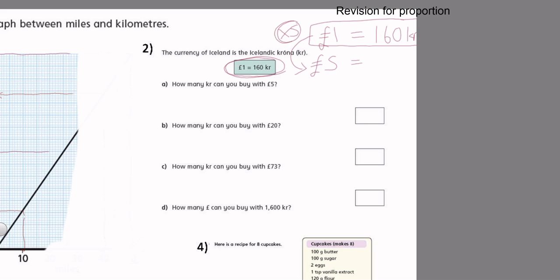1 times the 5 gives you 5. What I've done this side, do on the other side. So now I'm going to do 160 times the 5. 160 times 5 is 800. So £5 is the same as 800 krona. And what if I want to change, let's say, I find a bit of space.